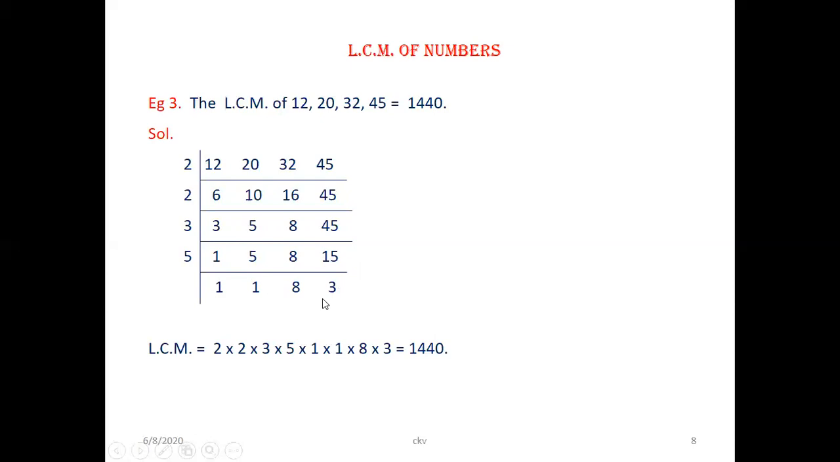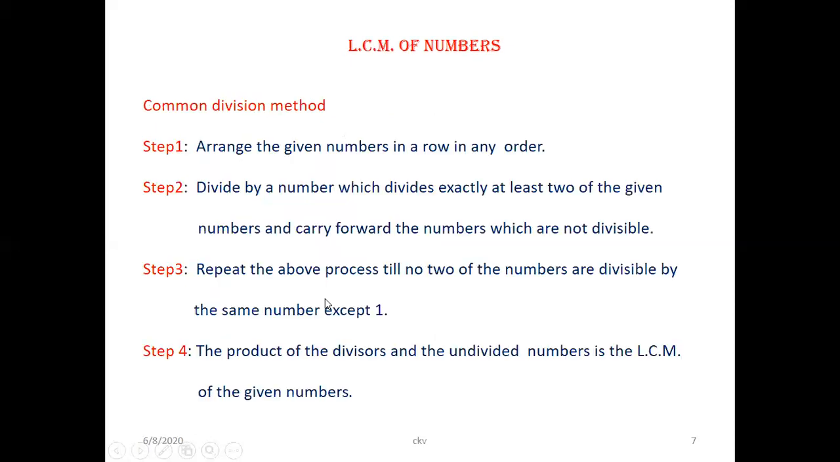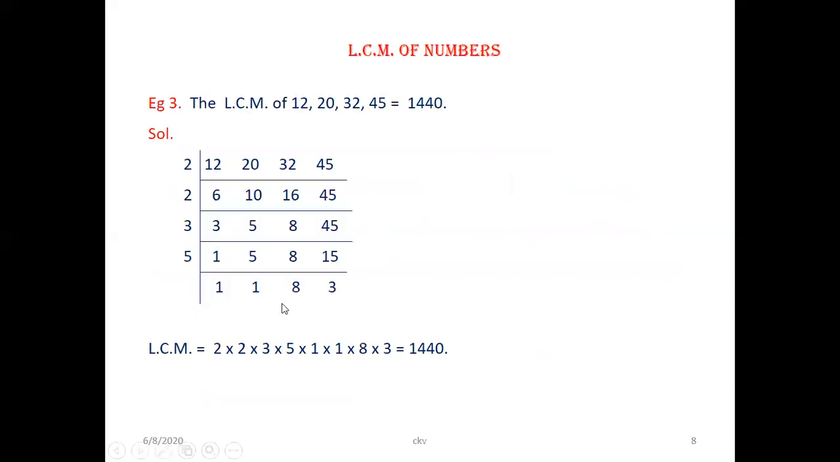Now you have a stage where you see 8 and 3. These two are not divisible by a particular number. That's what the step says: you repeat the same process until no two numbers are divisible by the same number except one. The same situation you got here. These two numbers are divisible by 1, so you have to stop, and the other 2 numbers are not divisible by any other number. So there the process ends.